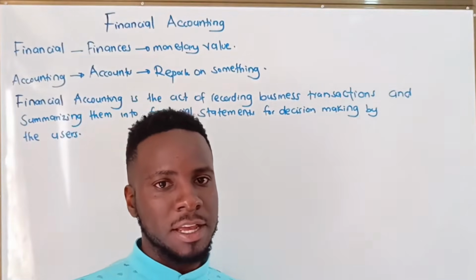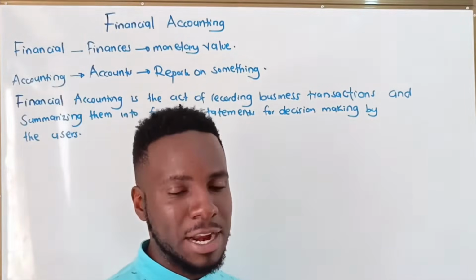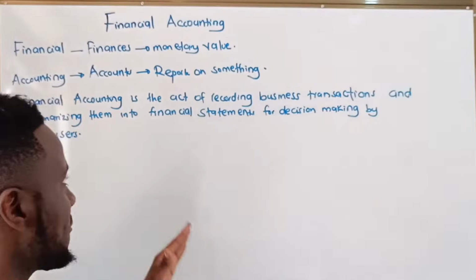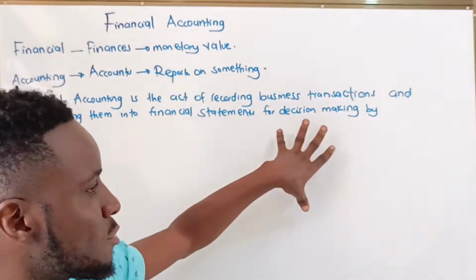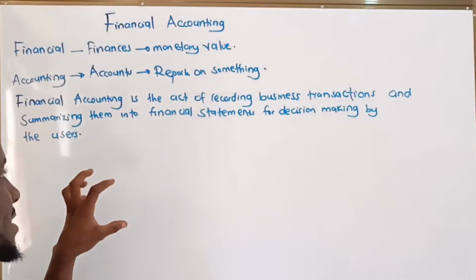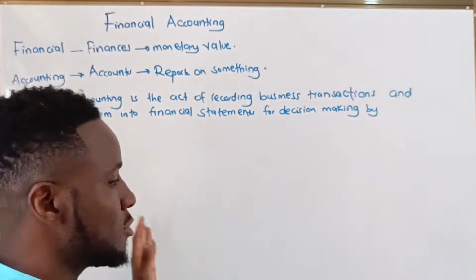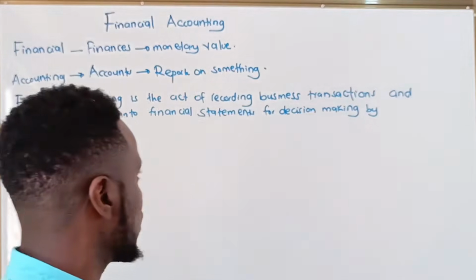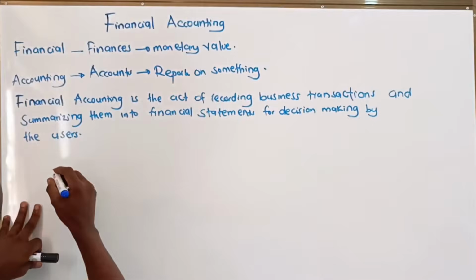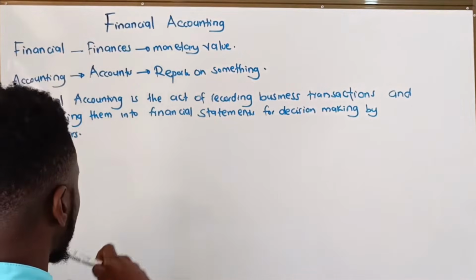We have various types of users of financial statements, as we shall see later on in our videos. Therefore, financial accounting is the act of recording business transactions and summarizing them into financial statements for decision making by the users. So, here we have some key terms I want us to look at. One is recording.